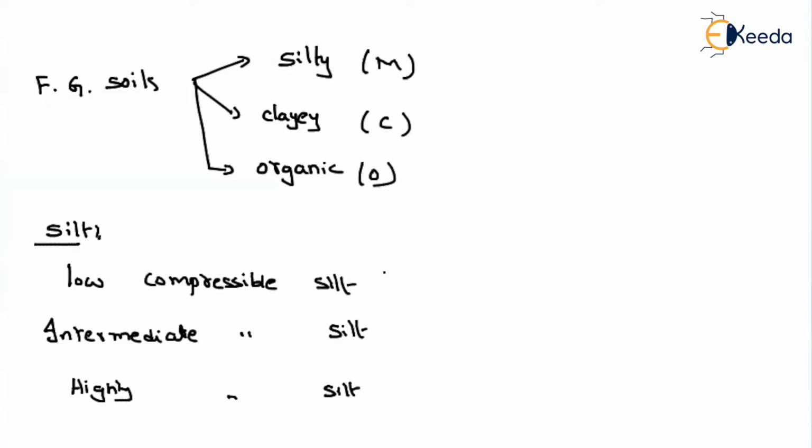What is the symbol for silt? The symbol for silt is M. What is the symbol for low? L. If it is ML, that means low compressible silt. Intermediate, I will represent as MI, intermediate compressible silt. MH means highly compressible silt.